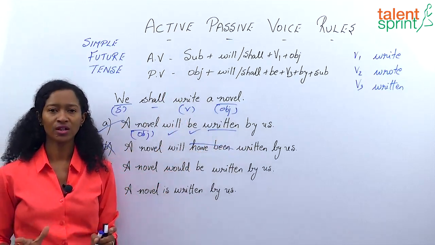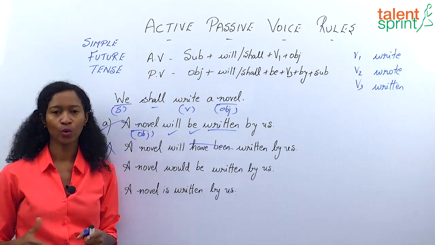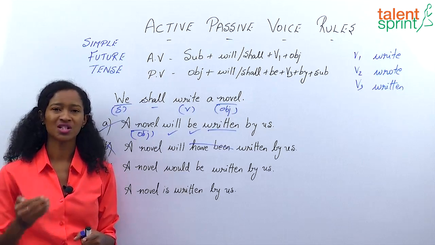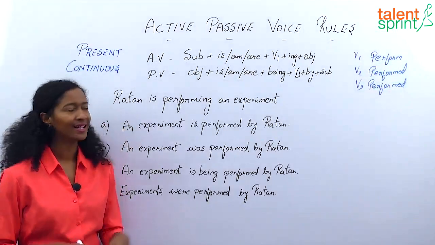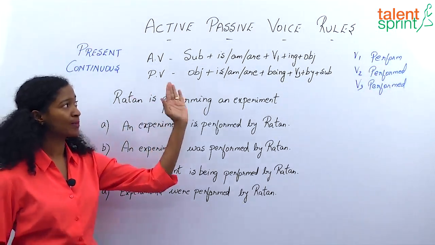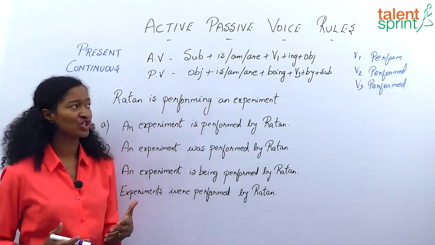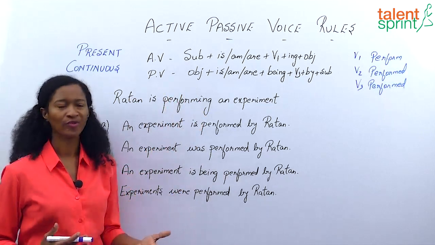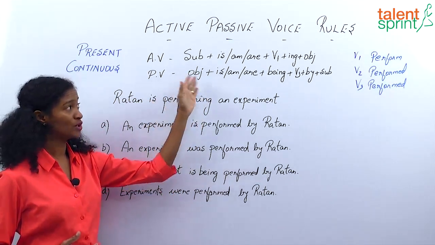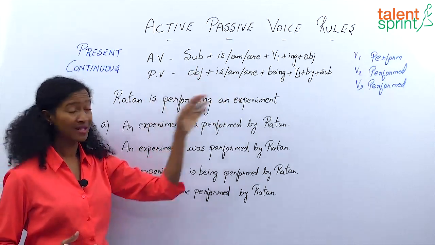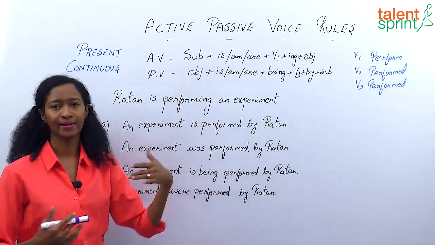So we've covered the simple tense, present, past and future. We're going to move on to the continuous tense now. Present continuous tense. Let's look at active voice. Subject plus is, am or are, and then verb 1 plus the ing form of the verb and the object. So if I am converting that into a passive, object plus is, am, are plus being plus verb 3 plus by and then the subject.